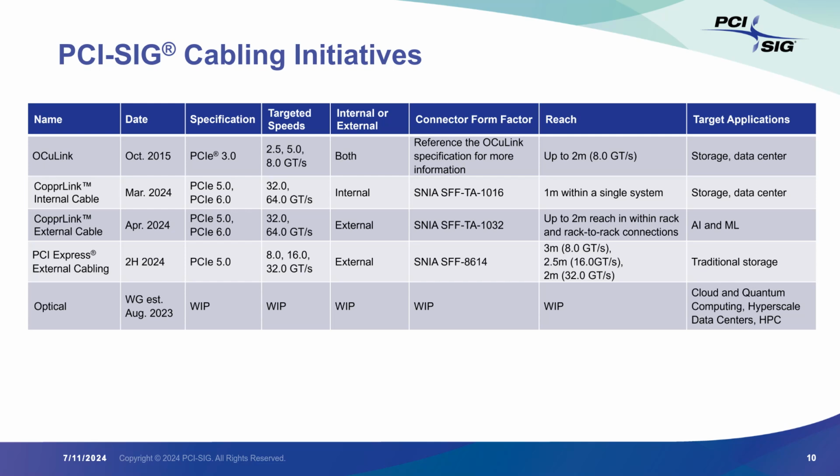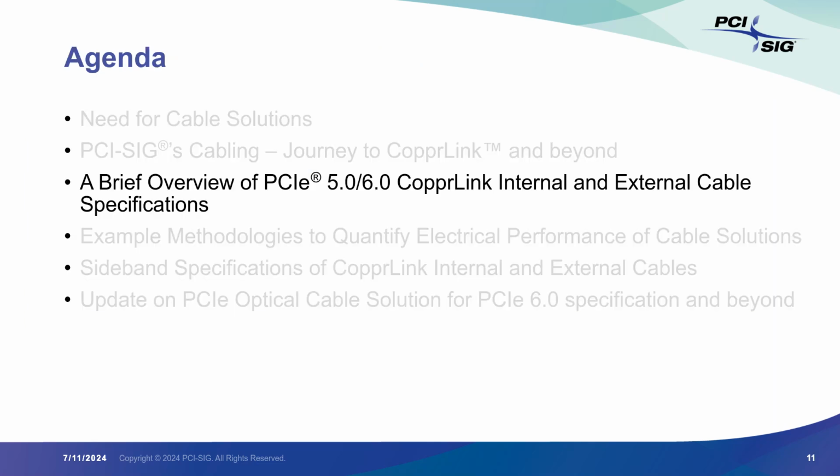And you can see the target applications have changed. They've migrated from traditional storage applications into support for newer AI, ML, HPC type applications where disaggregated architectures and the need to support physical reaches are growing, as well as maintaining the higher speeds. With that, I'll turn it over to Mohiuddin to talk a little bit in more detail about the CopprLink solutions.